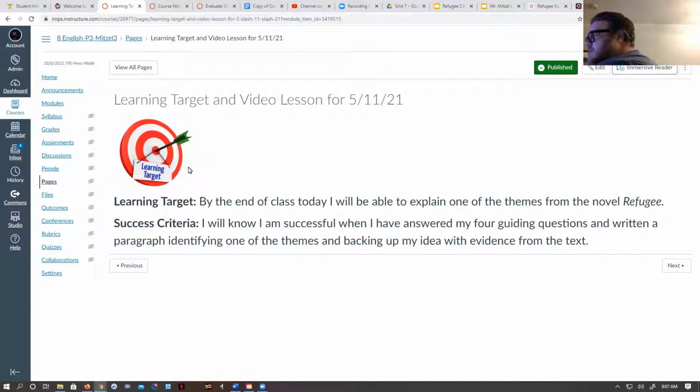So here's your learning target. By the end of class today, I'll be able to explain one of the themes from the novel Refugee. I will know I'm successful when I have answered my 4 guiding questions and written a paragraph identifying one of the themes and backing up my idea with evidence from the text.